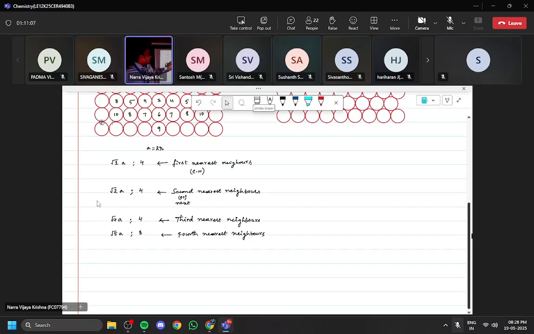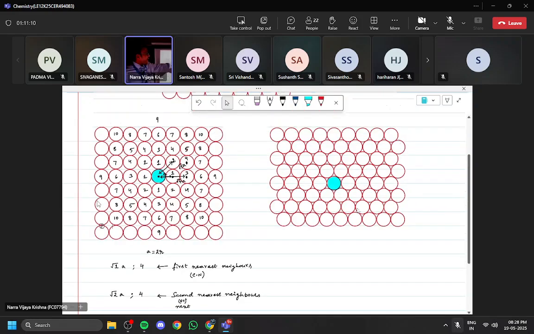Now, instead of arranging in this way, if I arrange in this way, this and this, here also can I write a equal to 2R? This is also a equal to 2R, or I will call it root 1a. Is it the first nearest neighbor or not? How many such first nearest neighbors you will find? So here I am writing root 1a, 6.